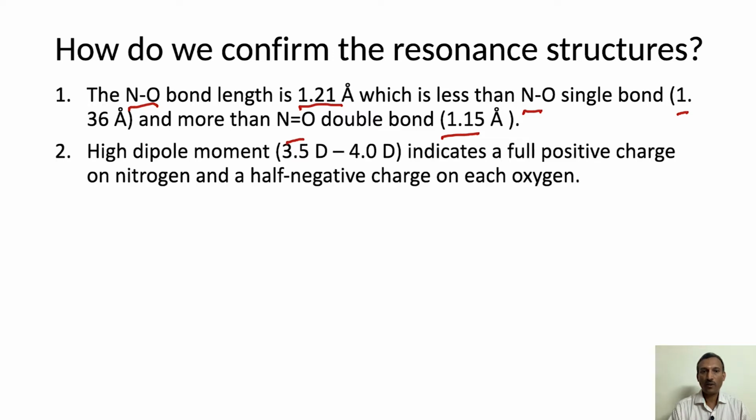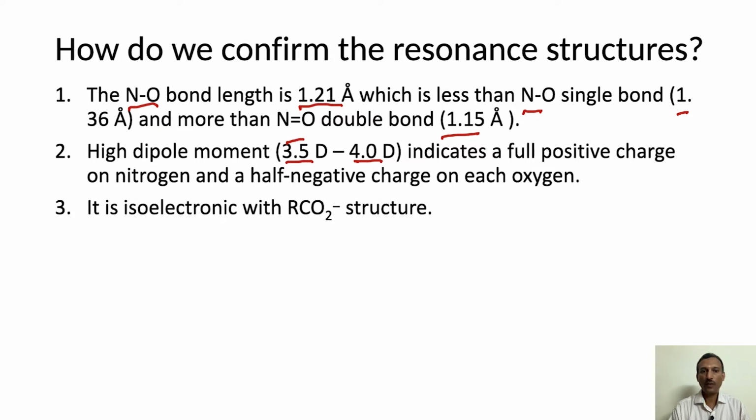And we have also seen that nitro compounds have a very high dipole moment, that is 3.5 D to 4.0 D. This indicates that there is a full positive charge on nitrogen and half negative charge on each oxygen atom. So this is the next evidence to show that there is a resonance structure for nitro compounds.